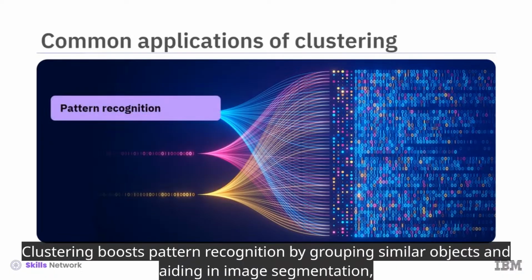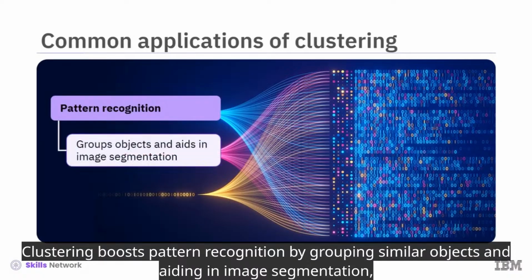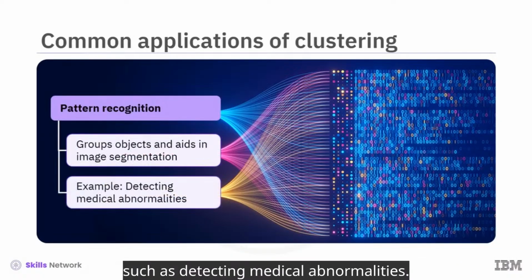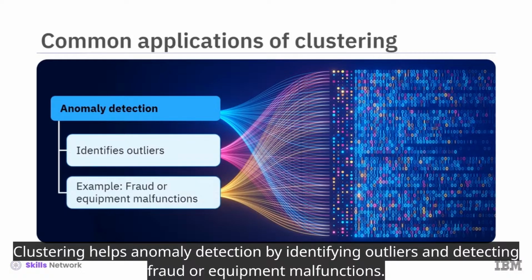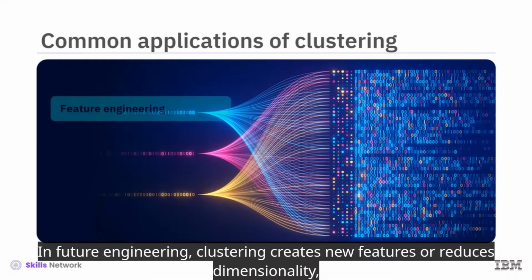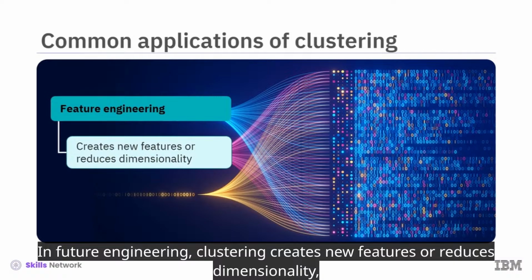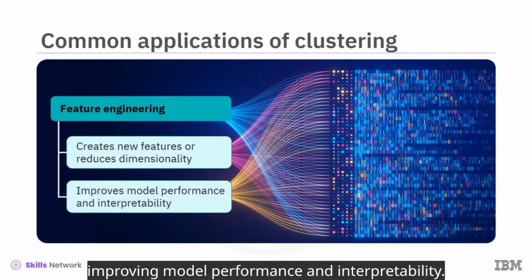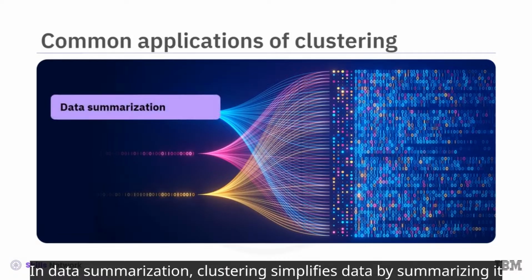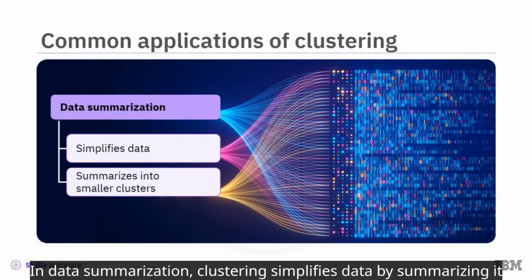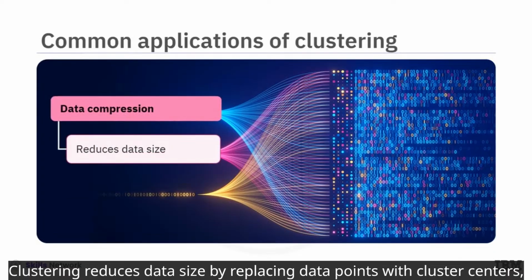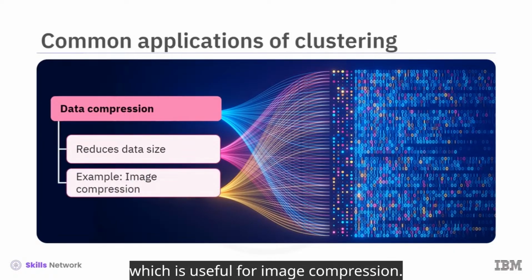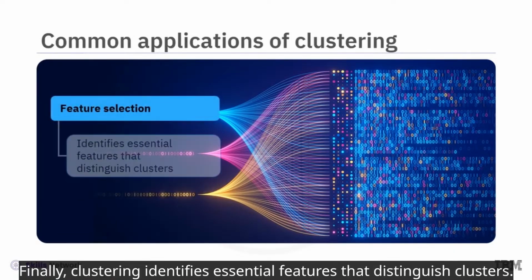Clustering boosts pattern recognition by grouping similar objects and aiding in image segmentation, such as detecting medical abnormalities. Clustering helps anomaly detection by identifying outliers and detecting fraud or equipment malfunctions. In feature engineering, clustering creates new features or reduces dimensionality, improving model performance and interpretability. In data summarization, clustering simplifies data by summarizing it into a small number of representative clusters. Clustering reduces data size by replacing data points with cluster centers, which is useful for image compression. Finally, clustering identifies essential features that distinguish clusters.